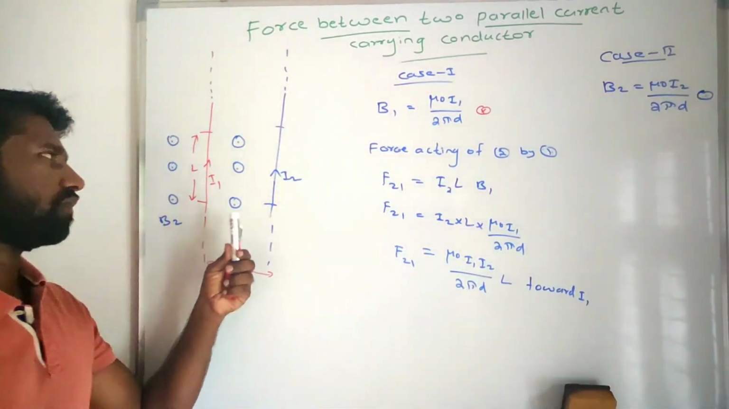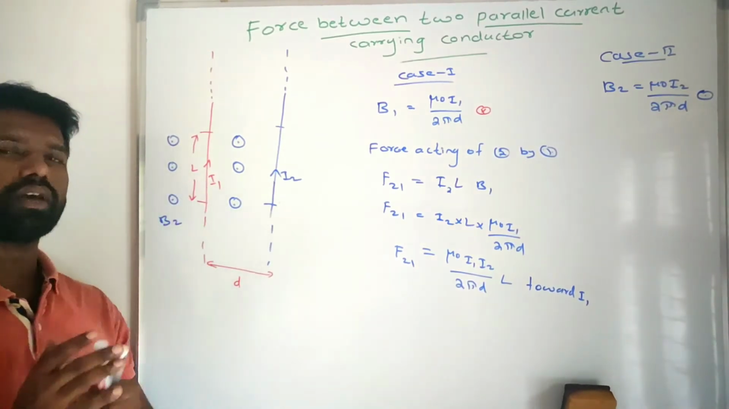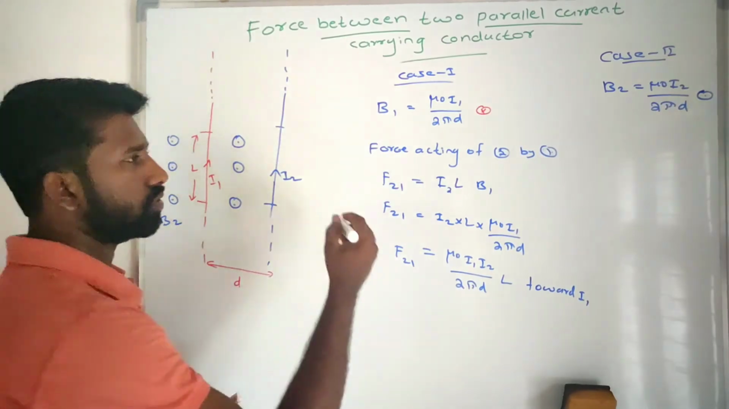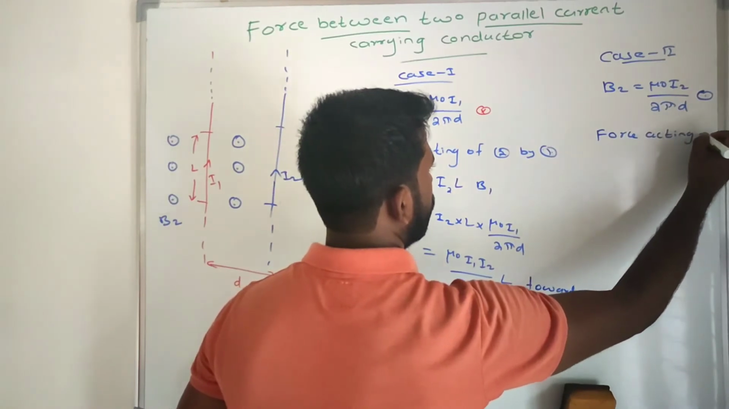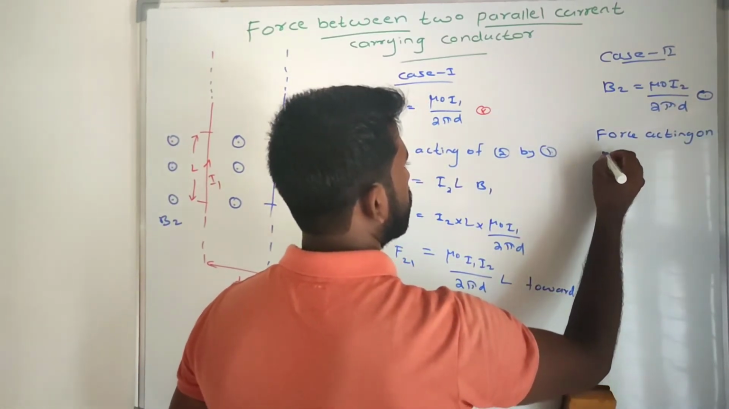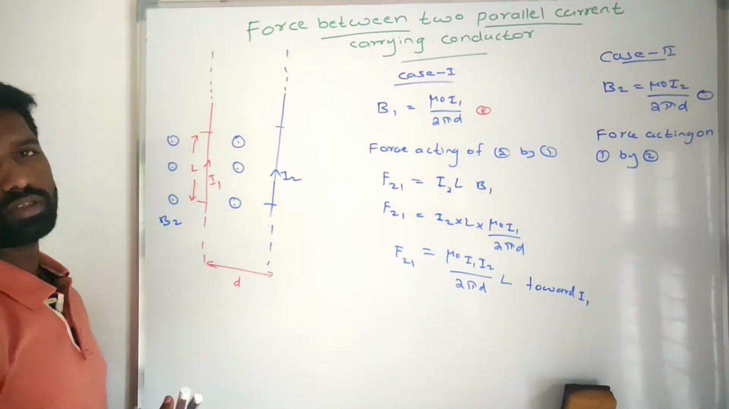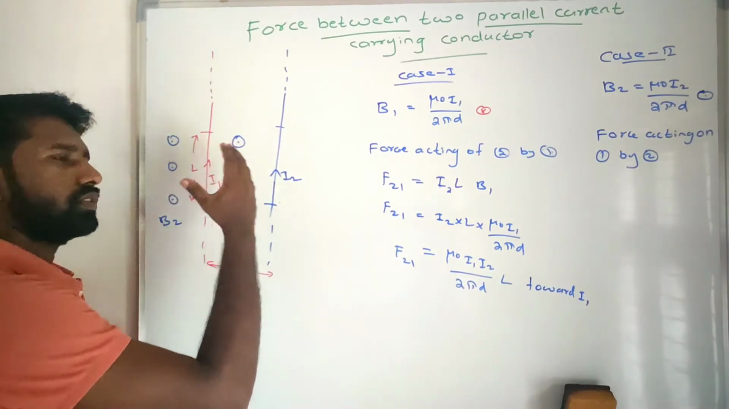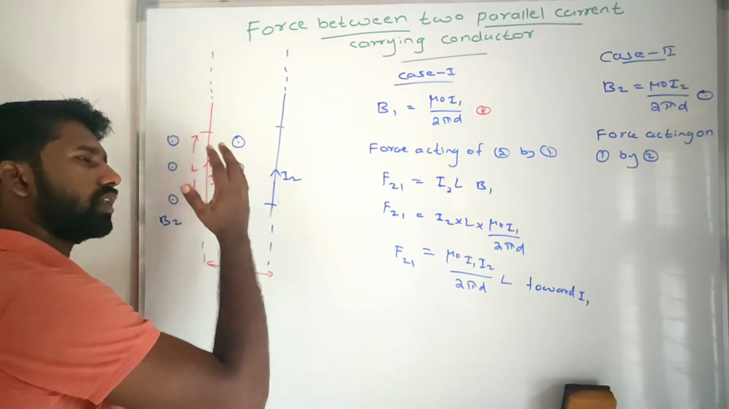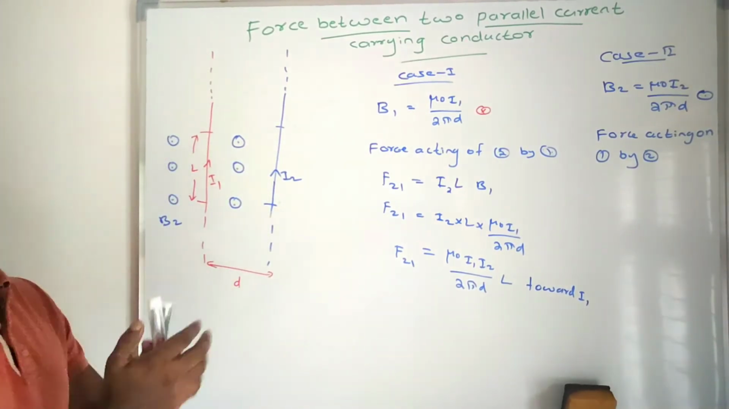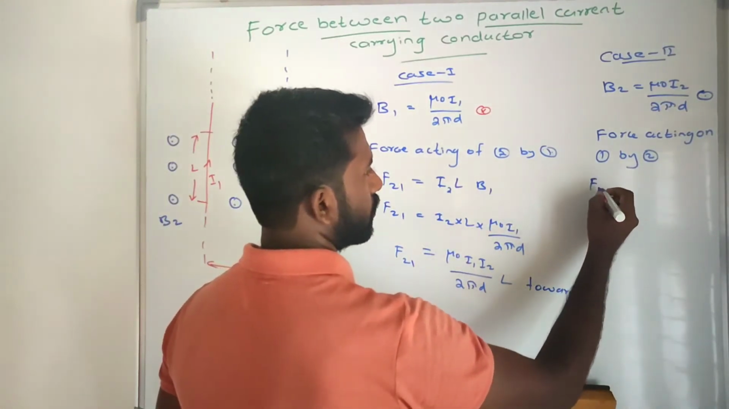In this B2 magnetic field, the I1 conductor is situated. So this I1 conductor will experience a force. That force is the force acting on the first conductor by the second conductor. How does the second conductor exert a force on the first conductor? The second conductor produces a magnetic field, and the first conductor experiences a force in that magnetic field. Clear? So, the force acting on the first conductor.